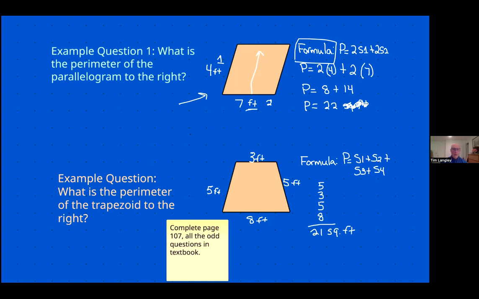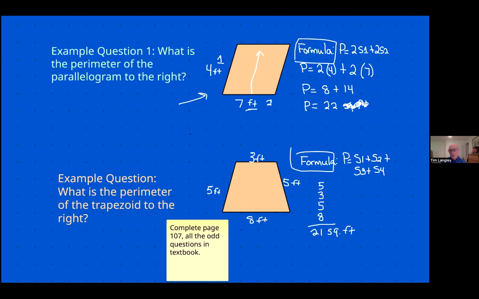All right. Let's take a look at the next one. Example question. What's the perimeter of the trapezoid to the right? And this is a trapezoid. It's got two parallel sides, but then it's got other sides that are not parallel. And it gives all the dimensions and the formula. Again, here it is. I wrote it out. It's just P equals, add up all the sides. So we added them all up: 5, 3, 5, and 8. And we got 21.